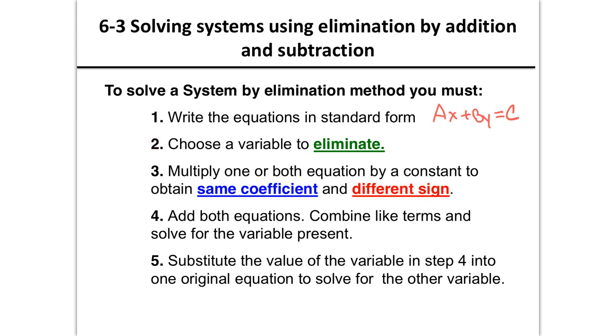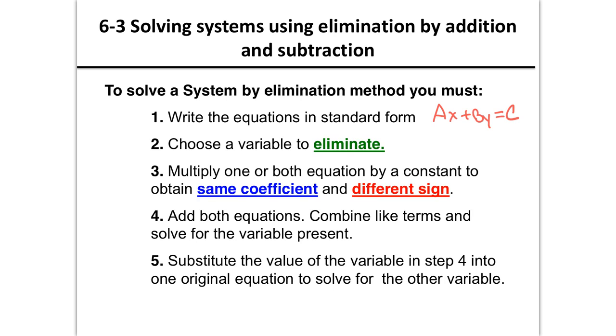Number two, after you have both equations in standard form, you need to eliminate one variable. You choose which one to eliminate. It doesn't matter which one. You might have an x, a y, an a and a b, or a p and an m. Whatever variables they give you, choose one to eliminate, but always look for the one that's easier to eliminate.